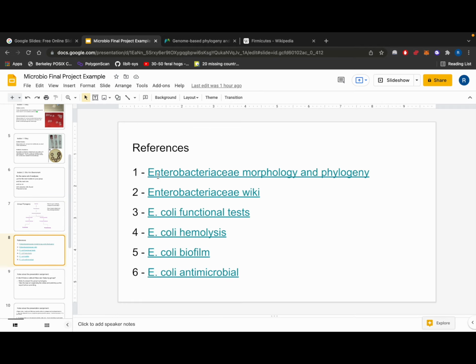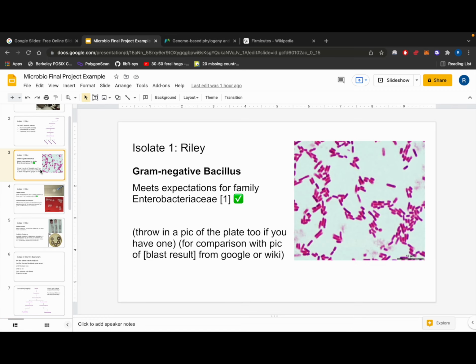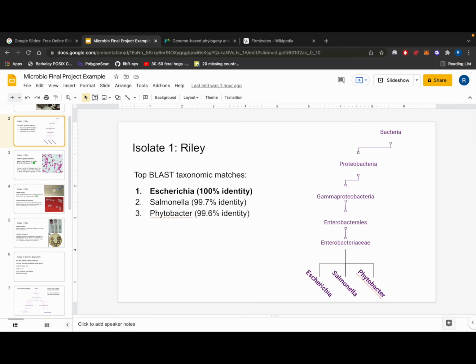At the end here, you're going to need to cite your sources. The really important thing for citing your sources is the comparisons for your functional tests. So when you're hunting down these expectations, right? Is this BLAST result gram positive or gram negative? Does this BLAST result show bubbles on the catalase test? Does this BLAST result form biofilms?